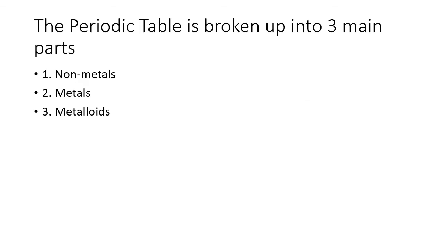The periodic table is broken up into 3 main parts: nonmetals, metals, and metalloids. Okay, so again, there's the periodic table.